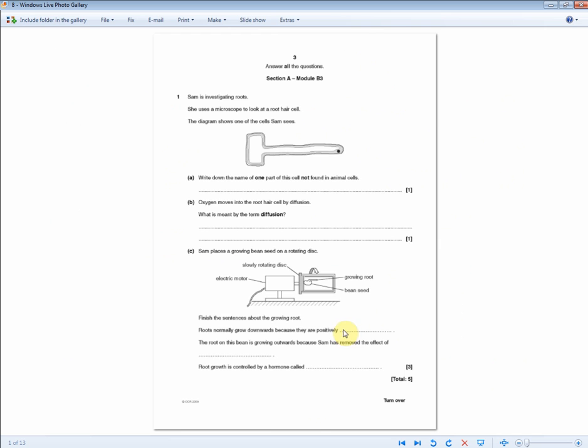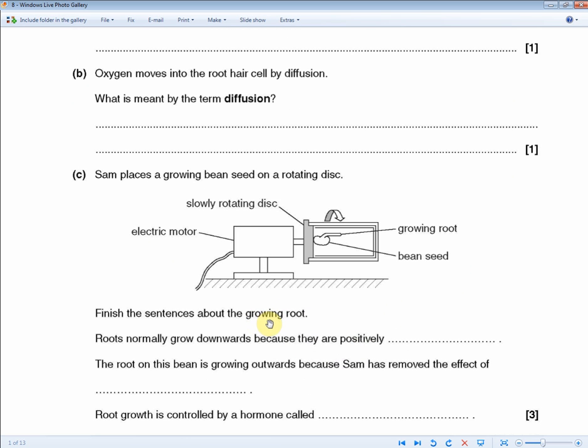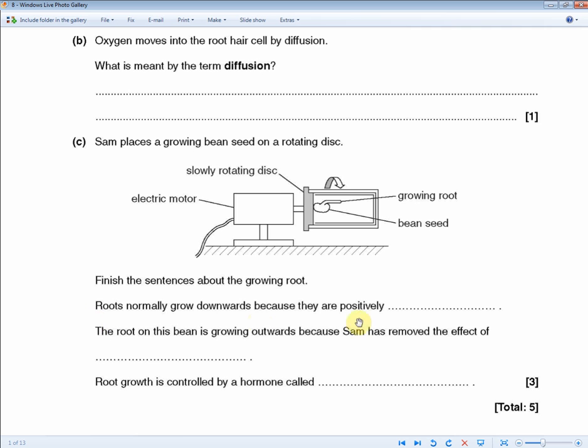So here we have more questions about controlling plant growth. And it reads, Sam places a growing bean seed on a rotating disc, as shown. So the rotating disc is here, and the growing root is here, spinning. So finish the sentences about the growing root. Roots normally grow downwards because they are positively what?